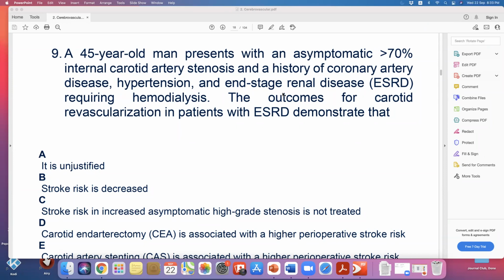Okay. So the answer is C. Because stroke risk is increased in asymptomatic high-grade stenosis if not treated. If we don't treat him, there's a high chance of stroke. That's why we have to treat him. This is soft data, soft evidence.